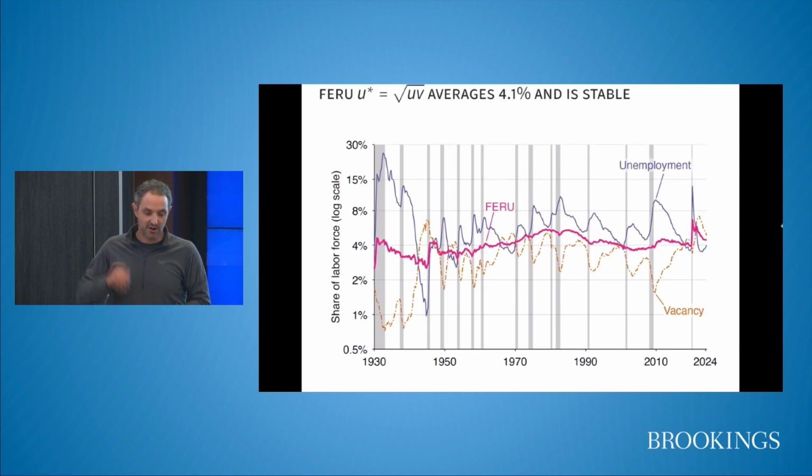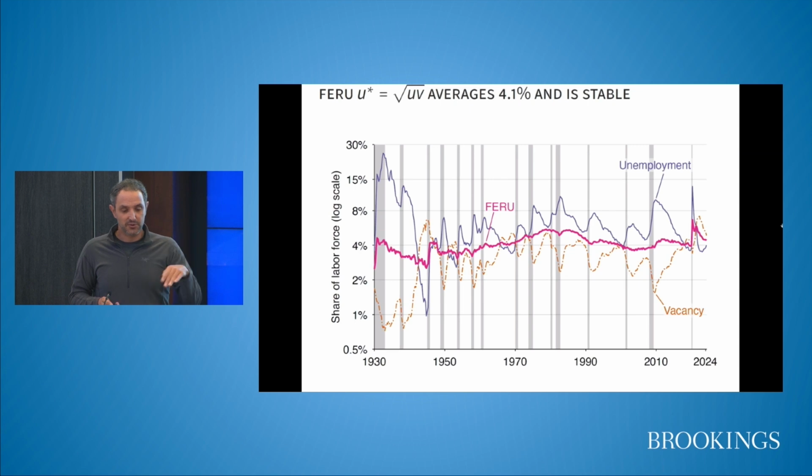So here we have the FERU in the US. And what you can see is that although the unemployment rate fluctuates a lot, the vacancy rate fluctuates a lot, the FERU is very stable. So the average for the FERU is 4.1% over roughly the last century. It's always between 2.5% and 6.5%, so it's within a fairly narrow band. And the last reading here is 4.4%, so that's U star as of the second quarter of 2024.